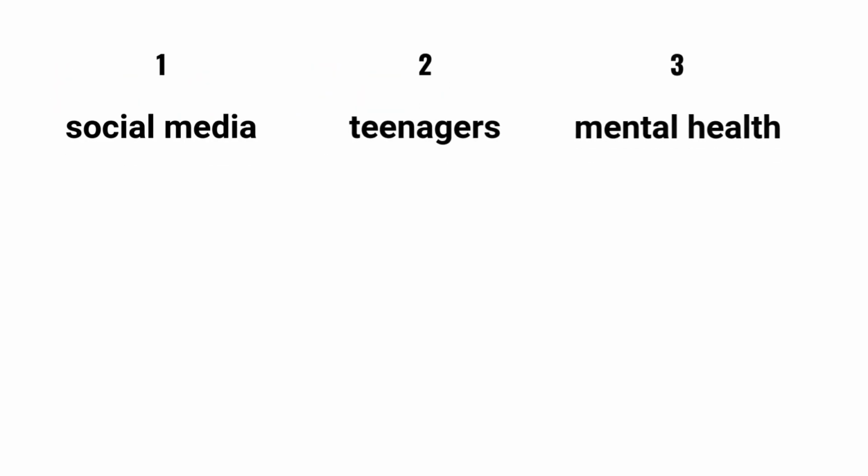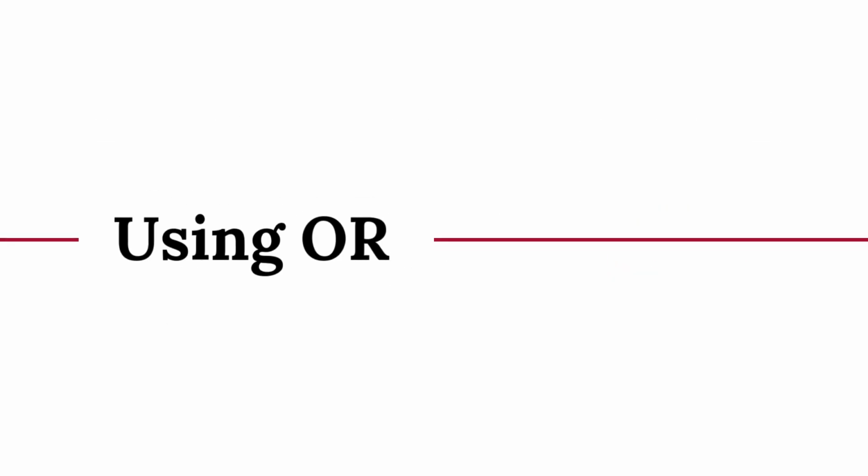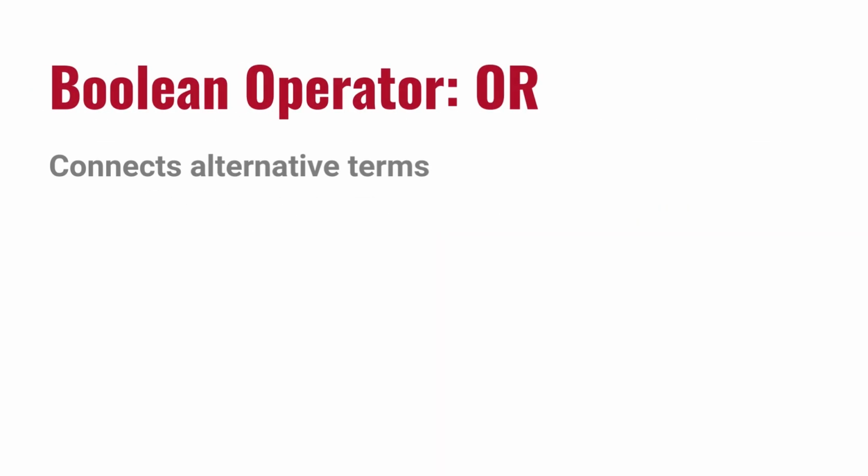Let's look at our sample topic. In addition to social media, we could search for results about specific social media platforms like Instagram, TikTok, or Facebook. In addition to teenagers, we could say adolescents, youth, or young adults. In addition to mental health, we could specify concerns like anxiety or depression. You can include these alternative terms in your search by using the operator or and parentheses.